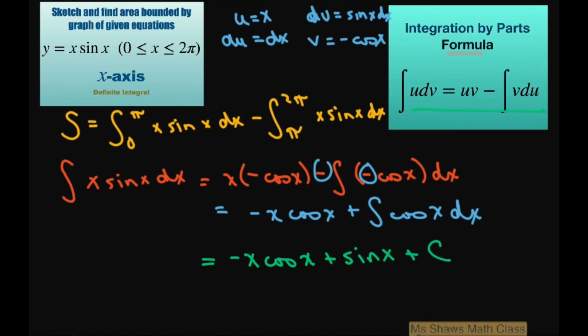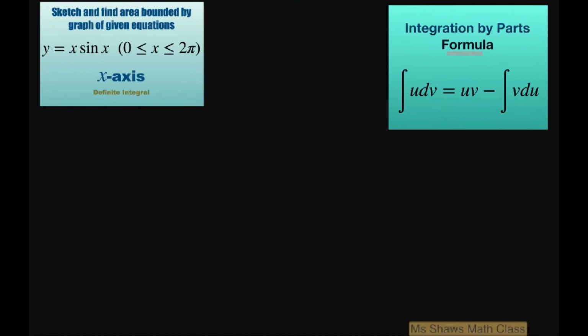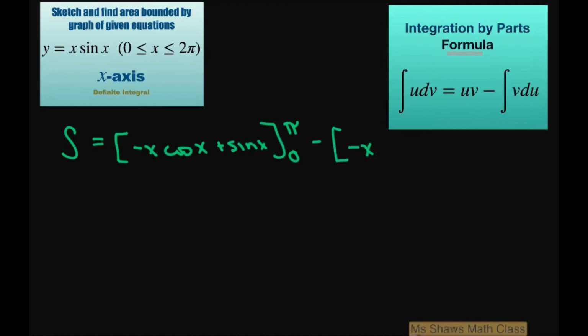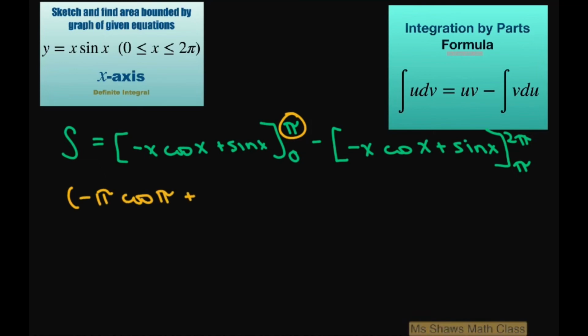So let's go ahead and evaluate that. So we're going to have our area equals negative x cosine of x plus sine of x, evaluating this from 0 to pi, minus, and the second piece we had negative x cosine of x plus sine of x, and this is from pi to 2 pi. All right, so let's substitute everything in. For the pi, we're going to get negative pi cosine of pi plus sine of pi. Now the 0 is just going to zero both of those out. So that's just going to be minus 0.